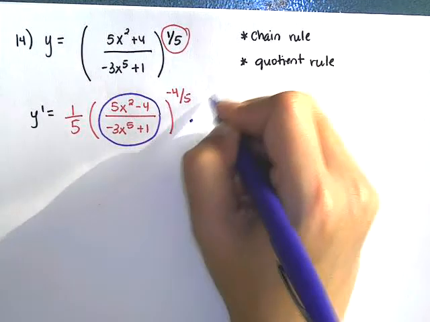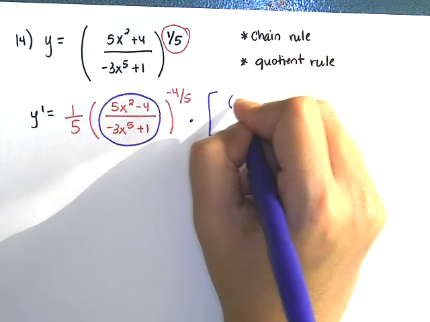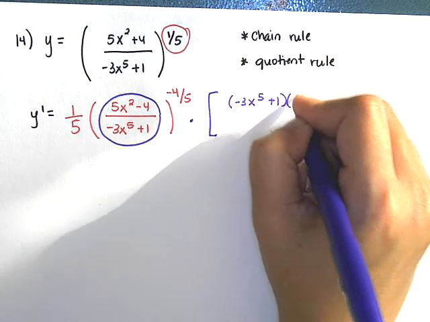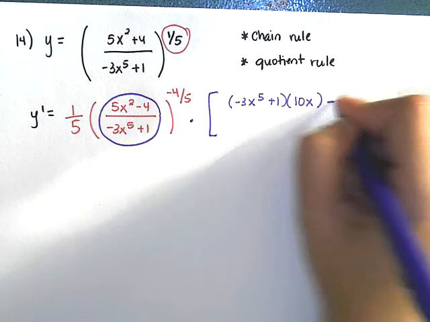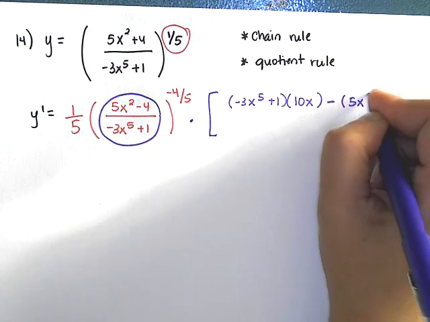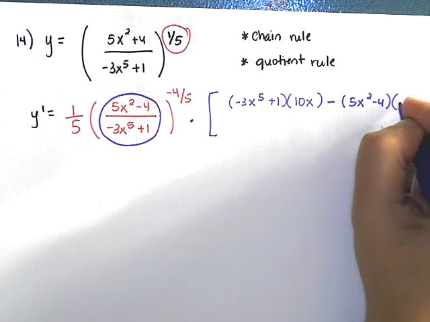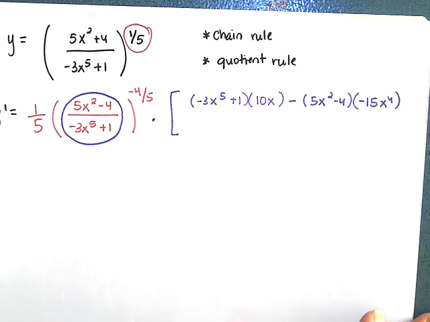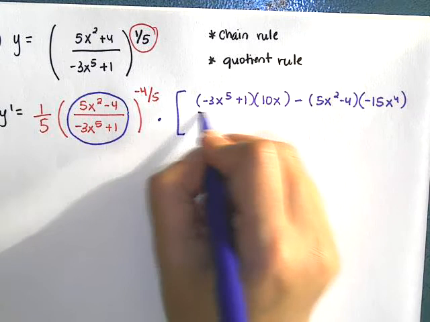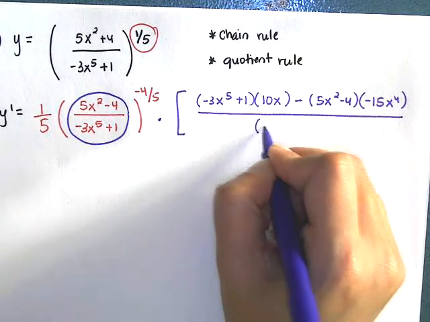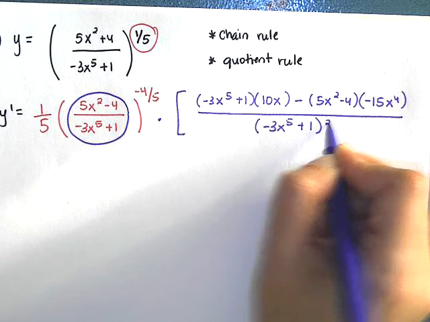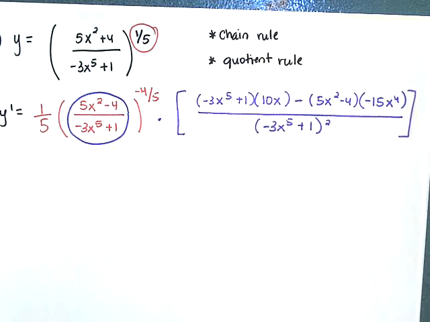So, quotient rule. Low d high, which is 10x, minus high, 5x squared plus 4, d low, negative 15x to the 4th, and low squared, negative 3x to the 5th plus 1, goes down below. Now it's just a simplifying game.